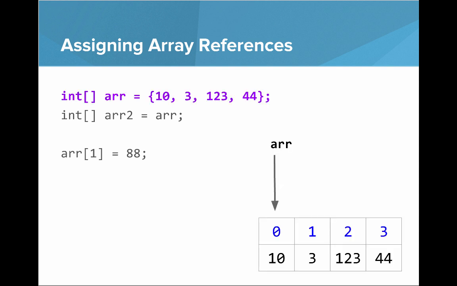So let's take a look at that visually because it becomes a bit clearer. So here you can see on the highlighted purple line, we create an array with four spots and set the initial values of the elements. But then when we make arr2 equal to arr, it doesn't make a new array. It actually just points to the same array. So then you can see when we go and modify arr at index 1 and set that equal to 88, it's actually changing it for both arrays because this is the same object and arr2 is just a reference to that same array.